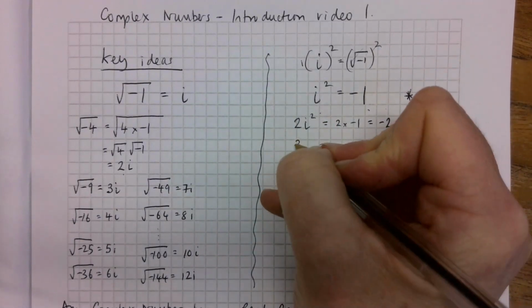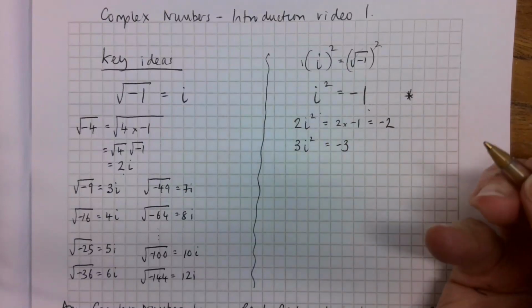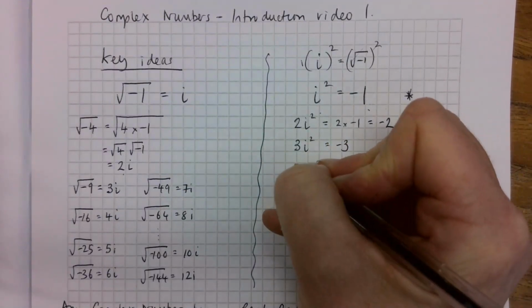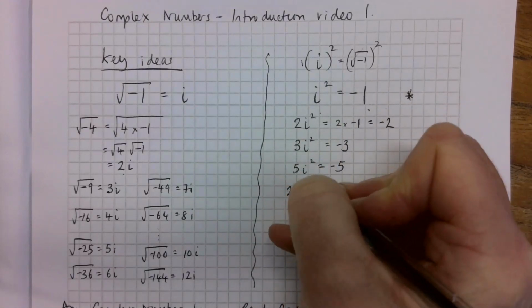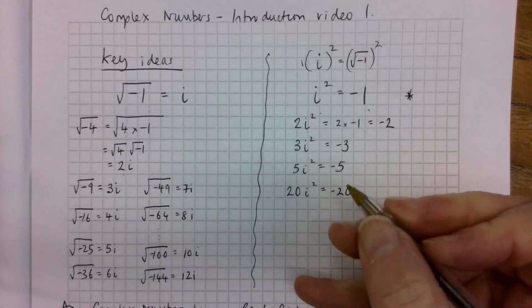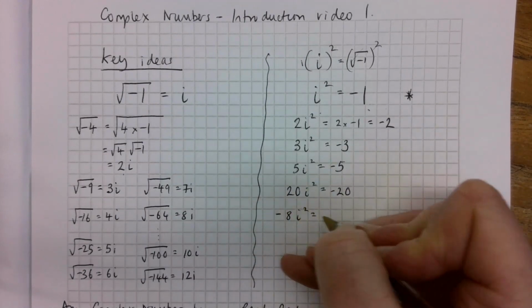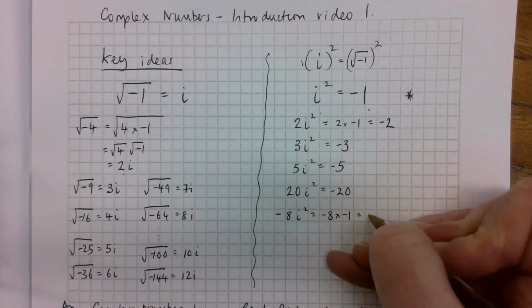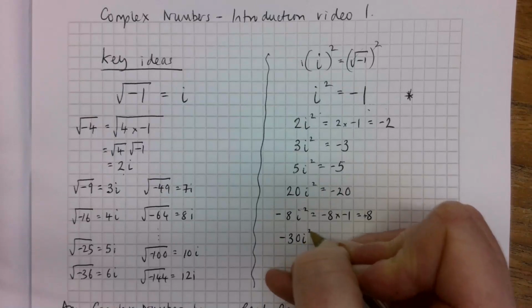Okay, 3i squared means 3 times i squared, so that would be minus 3, because it's 3 times minus 1. 5i squared would be minus 5. 20i squared would be minus 20. And if you have a negative number, let's say negative 8i squared, well, that's the same as negative 8 times negative 1, which is plus 8. So negative 30i squared is actually plus 30.